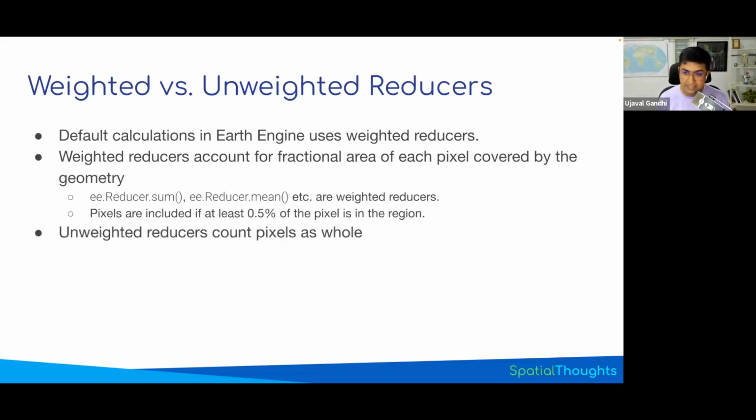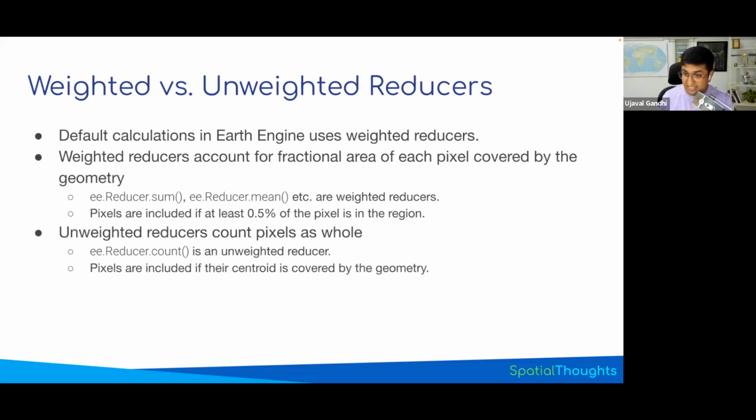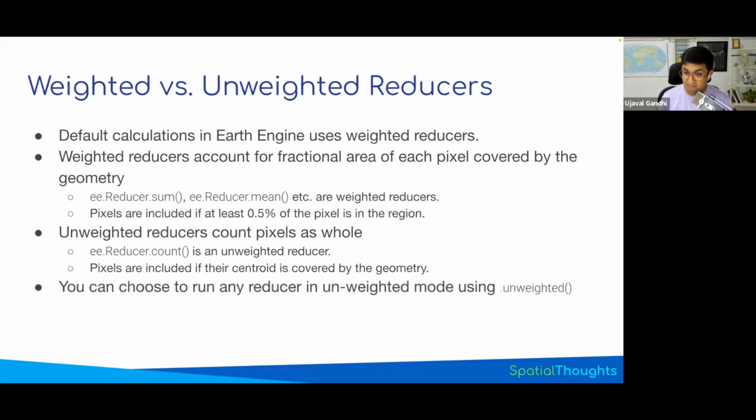That's the weighted value. Unweighted reducers will count the whole pixel, regardless of how much it covers, if its centroid is within the geometry. There are reducers such as ee.Reducer.count, which is an unweighted reducer. So if you ask for the count of pixels, Earth Engine will say 9 pixels, because if the centroid is within that geometry, it'll consider that this pixel belongs to this geometry. Okay, so that's the difference between the weighted versus unweighted reducers. You are able to run any weighted reducer in an unweighted mode. So you say, I've computed some mean or sum, but I want to match my answer with what I got in ArcGIS. You can call .unweighted on any reducer, and you'll get an unweighted version of that reducer. So you can say ee.Reducer.sum().unweighted(), which will get you the unweighted value.